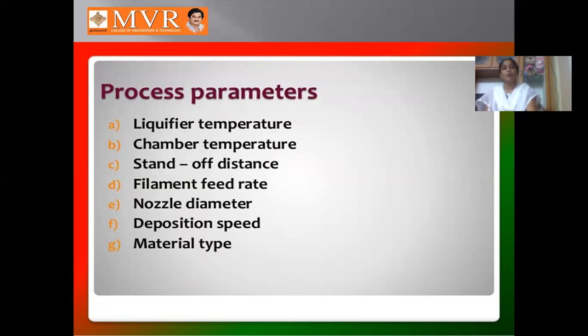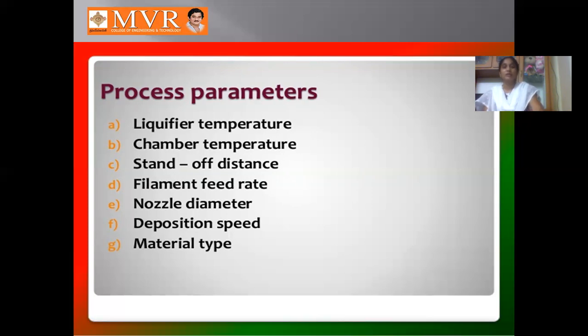See, process parameters. The process parameters we are taking are liquidifier temperature, chamber temperature, standoff distance, filament feed rate, nozzle diameter, deposition speed, and material type. Liquidifier temperature means while you are manufacturing the product, it should be at room temperature or at the given temperature depending upon the product of the material.